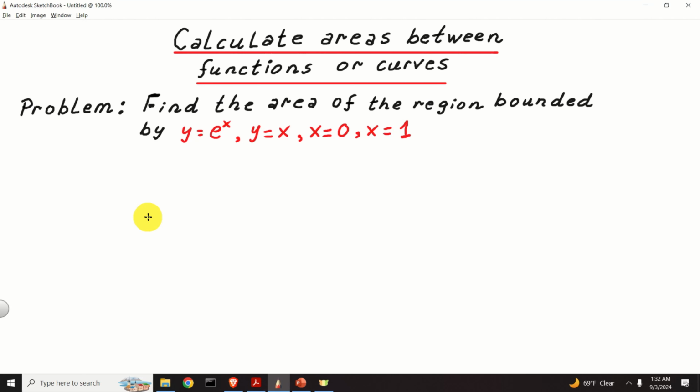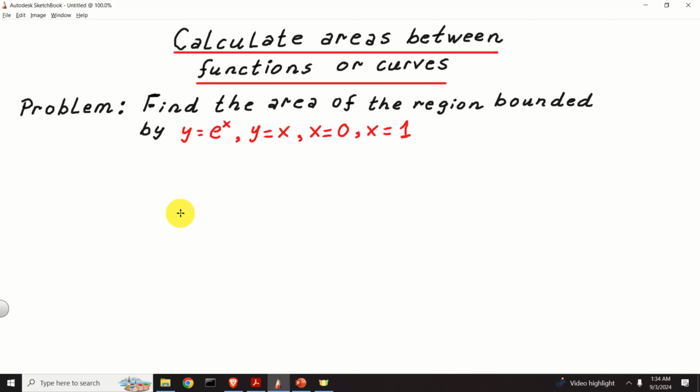Hello everyone. In this calculus tutorial, we explain how to calculate the areas between functions or curves. In particular, in this tutorial, we consider this problem. Find the area of the region bounded by these functions: y is equal to e to the power x, y is equal to x, x is equal to 0, and x is equal to 1.